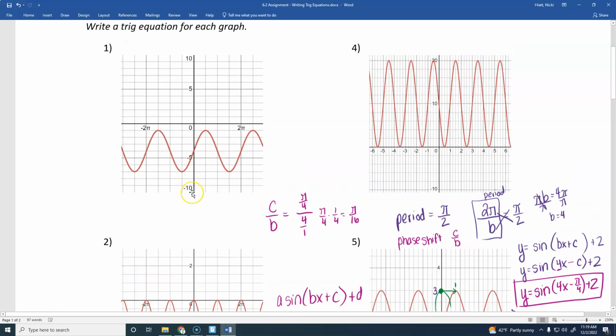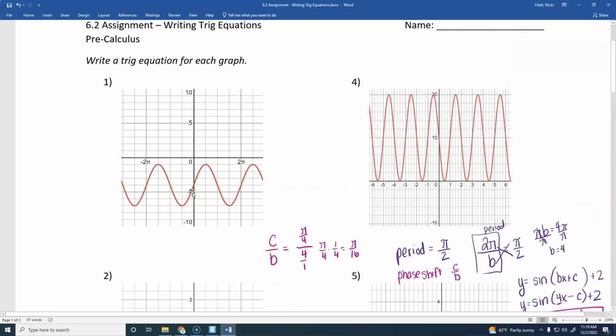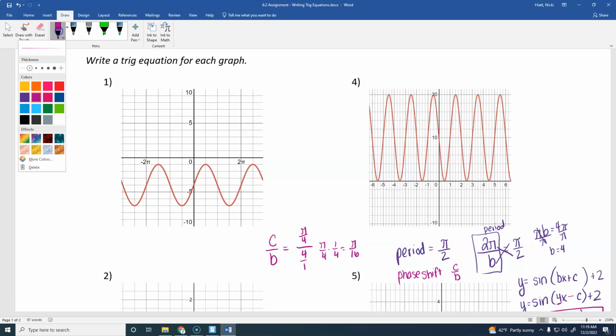Not together. What is messing you up on that one? Well, what do you do if there's like pi and the stuff? Let's do period real quick on number 4.